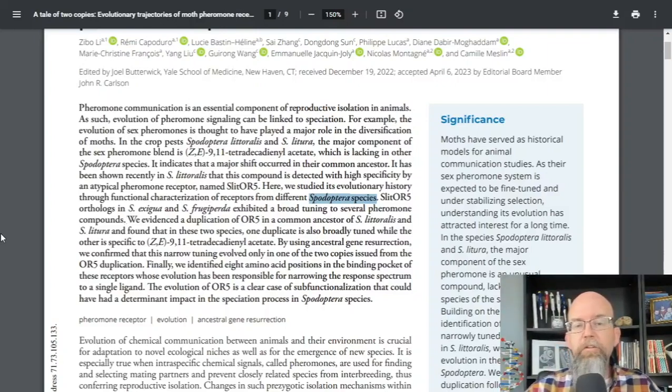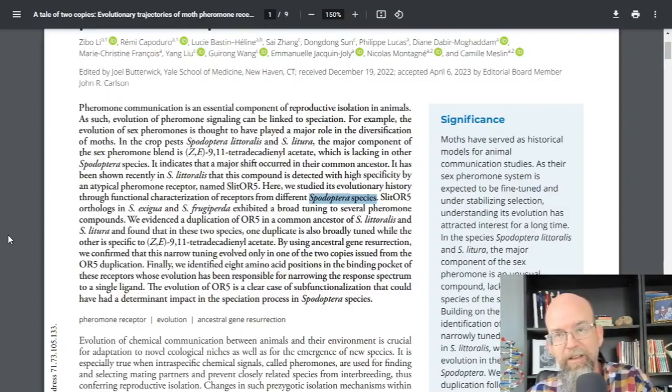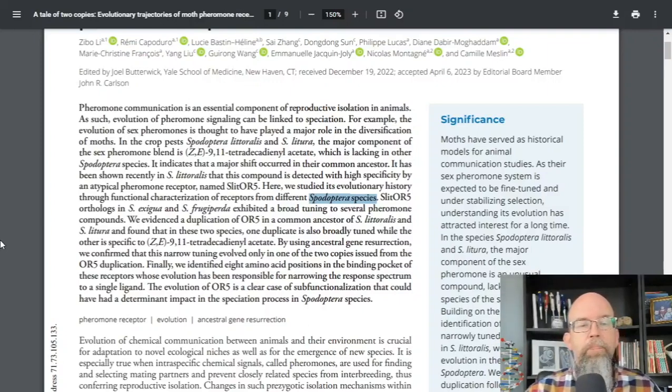All right, so in these other two species, they're broadly tuned. The same gene making the same type of protein, but obviously it must be slightly different because one's broadly tuned and one's more specific. So there are going to be genetic changes there. There are going to be mutations such that one of them has become more specific, the other more broad. We evidenced a duplication of OR5.